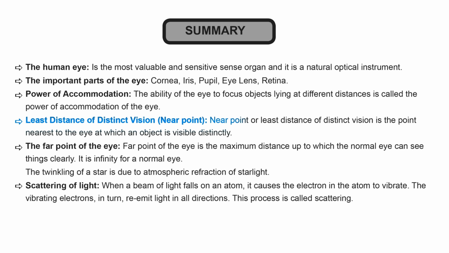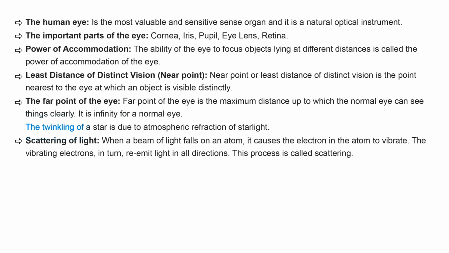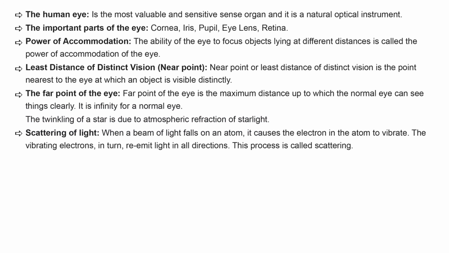Least distance of distinct vision. Near point, or least distance of distinct vision, is the point nearest to the eye at which an object is visible distinctly. The far point of the eye is the maximum distance up to which the normal eye can see things clearly. It is infinity for a normal eye. The twinkling of a star is due to atmospheric refraction of starlight.